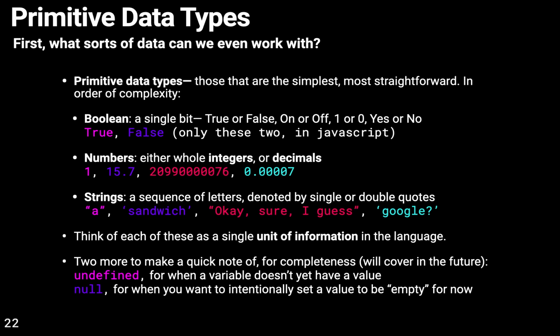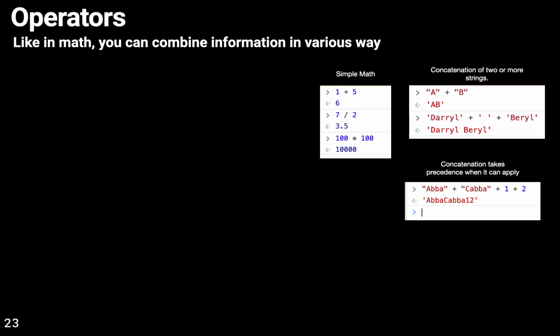Okay, so these are the primitive data types. These are the most fundamental pieces of data that you can do things with. Okay, now let's get into operators.